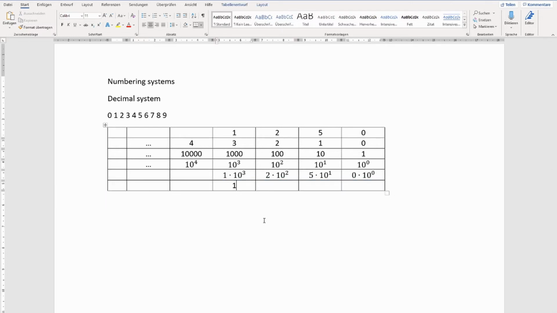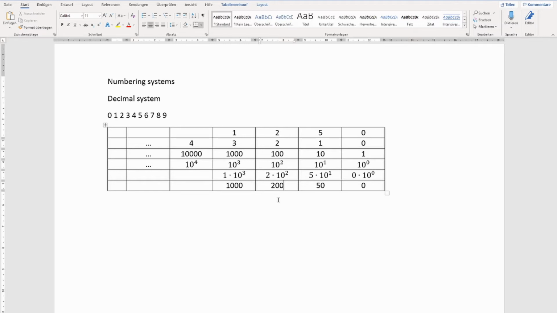So we have 1000 here. Here we have 200. 2 times 100 is 200. Here we have 50 and we have 0. And if I add everything, 1000 plus 200 plus 50 is 1250. Wow. Okay. This is how a numbering system is working.